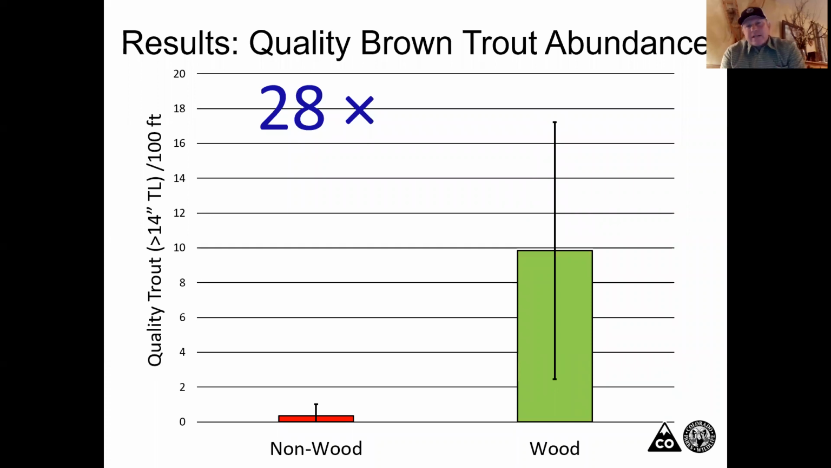I'm sorry, it wasn't the last metric. There's one more, and we were interested in the quality size brown trout. And that quality fish is defined as a 14-inch or longer brown trout. So for the number of 14-inch or longer fish per 100 foot of pool, we had 28 times higher number of quality size brown trout in the wood type of pools as compared to the non-wood.